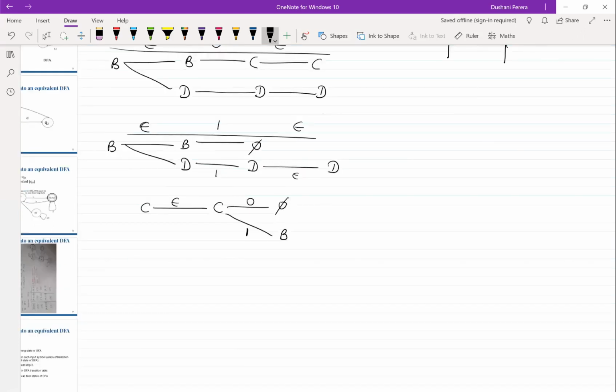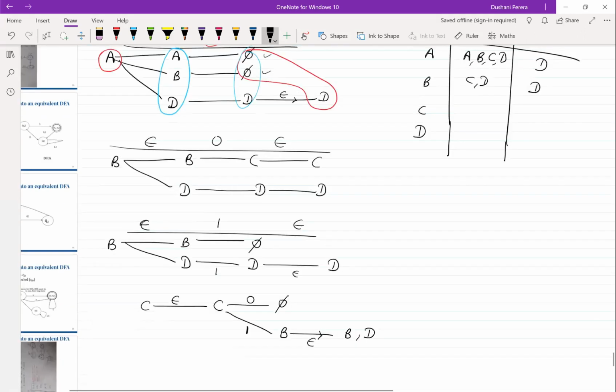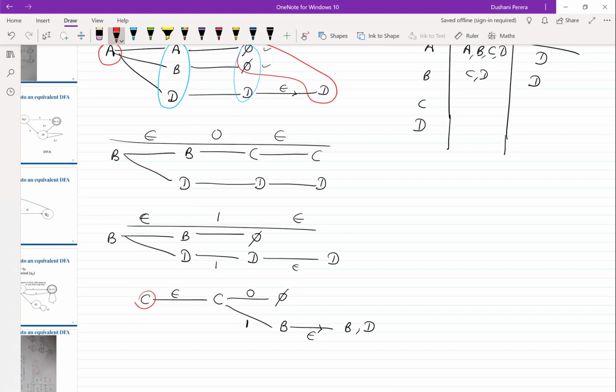Now get the null closure of B. What is it? B and D. Okay, so when C gets input symbol 0, I am at null. And when I get input symbol 1, I am at B and D. So I put null here and here I put B, D.